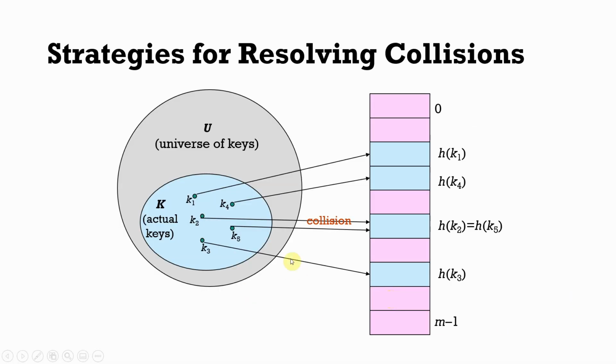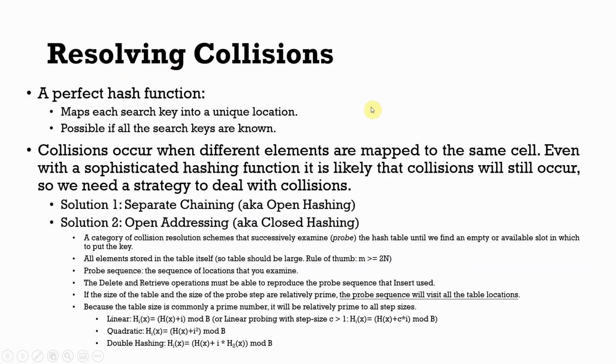Okay, so now let's talk about strategies for resolving collisions. This is what a collision is: two key values mapped to the same table location. This is unavoidable in most cases, but we just want to make sure that it doesn't happen very often. So we're going to look at some strategies for resolving collisions.